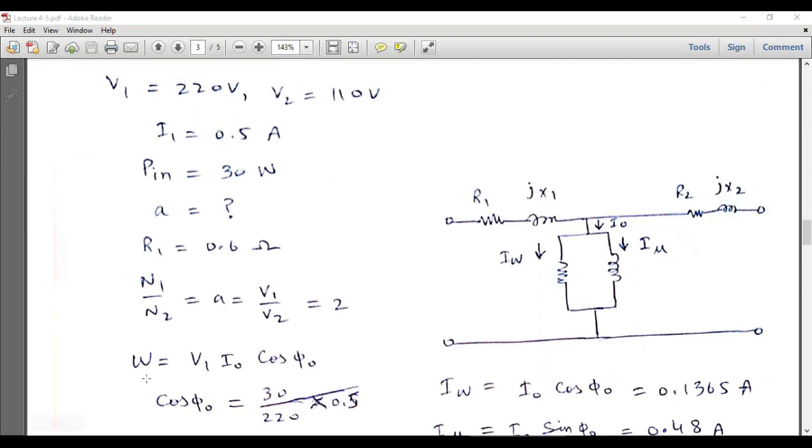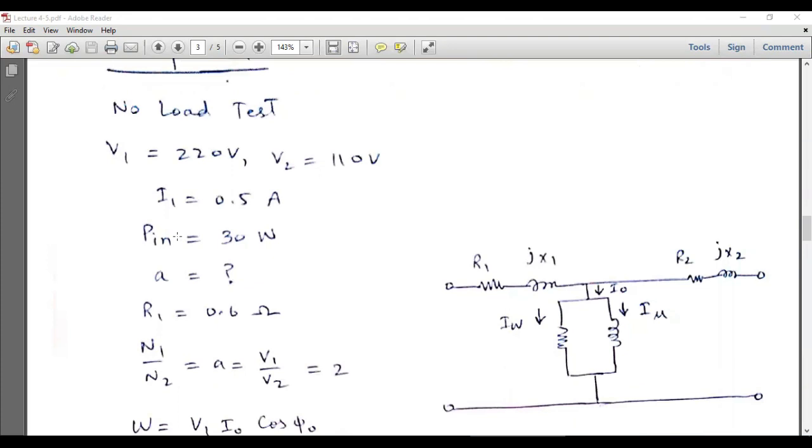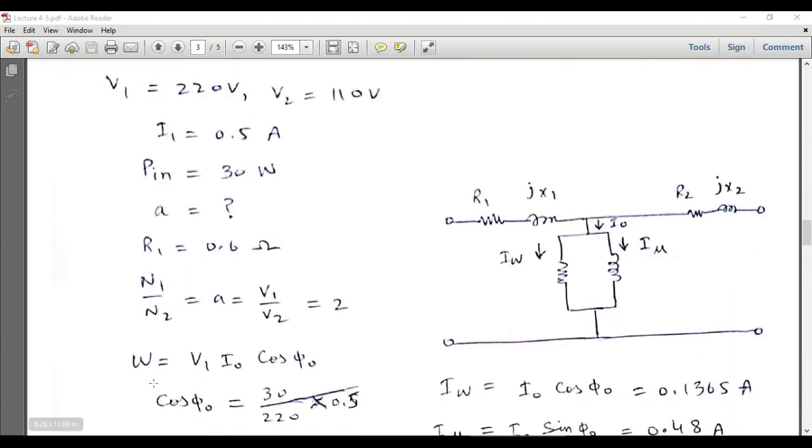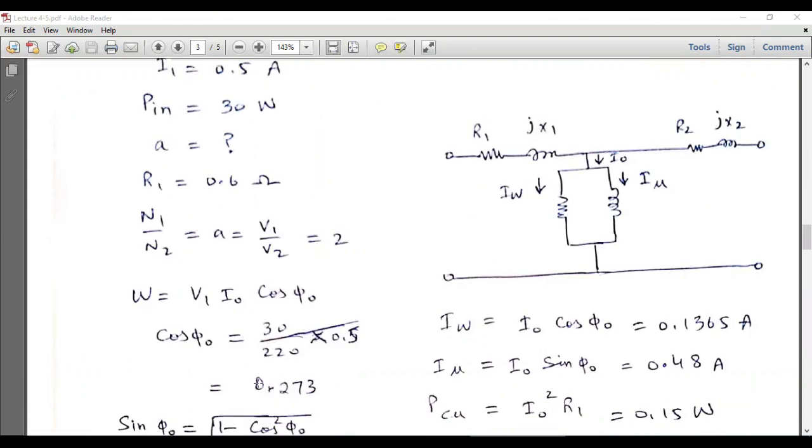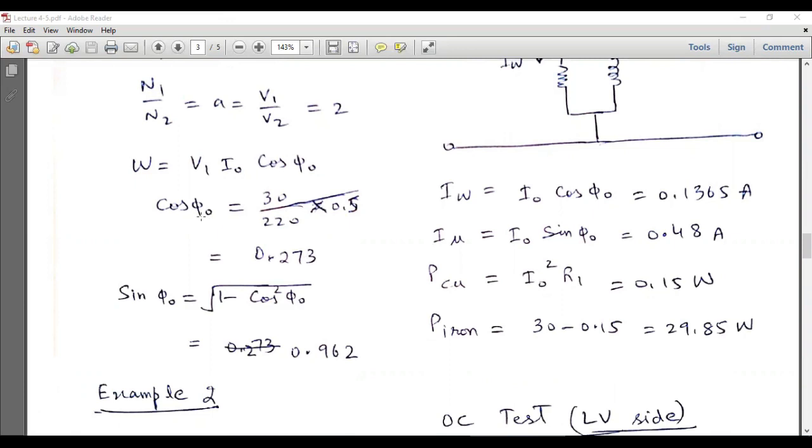and the power which is consumed under no load conditions is given by V1 I naught cos phi naught. So cos phi naught is equal to W over V1 I naught. So this is W, which is actually 30 watts, and 30 divided by 220 multiplied by 0.5. So this expression will give us the no load power factor, and it is calculated as 0.273. Similarly, we can calculate sin phi naught, and sin phi naught is equal to the square root of 1 minus cos square phi naught. So it will be given as 0.962.